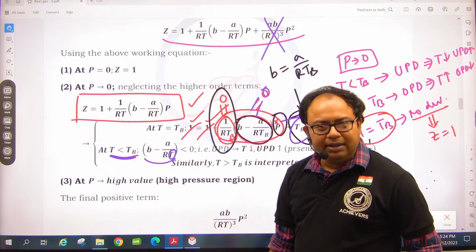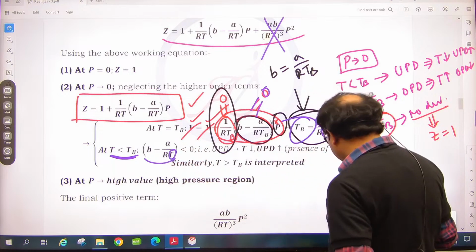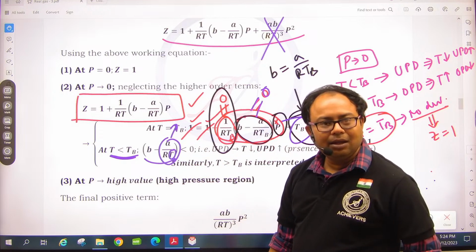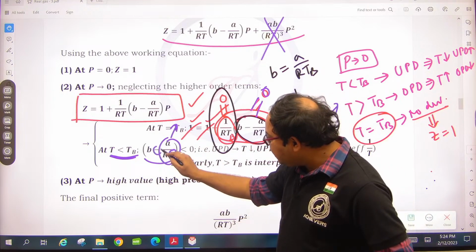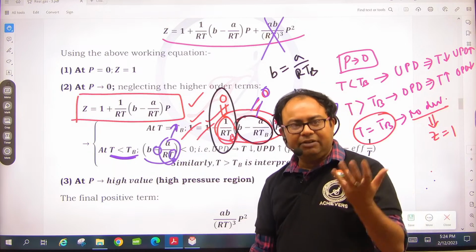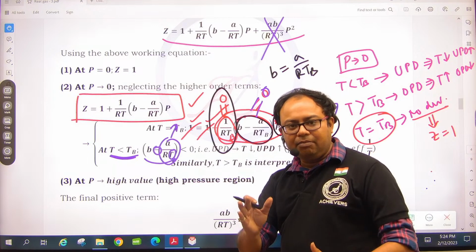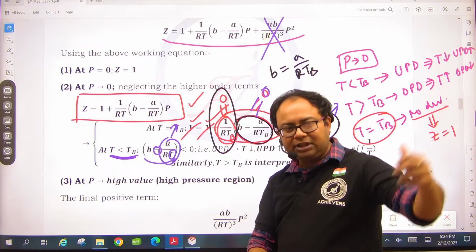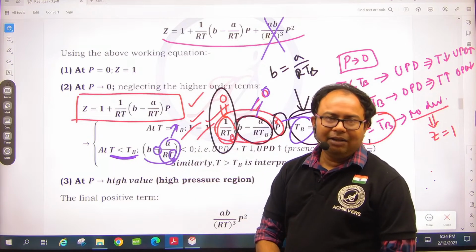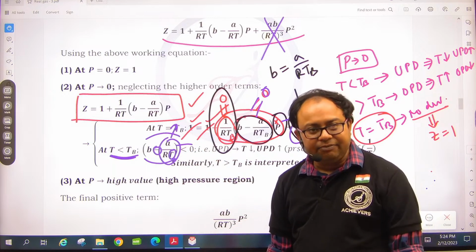If you lower this temperature, then T is in the denominator. So this A by RT term increases. But the A by RT term has a negative sign in front, so the value of the negative term increases. So the negative term becomes greater than the positive term. Eventually the term within the bracket becomes negative.